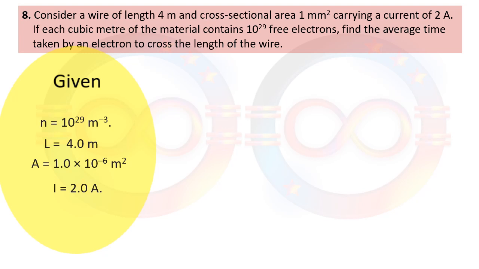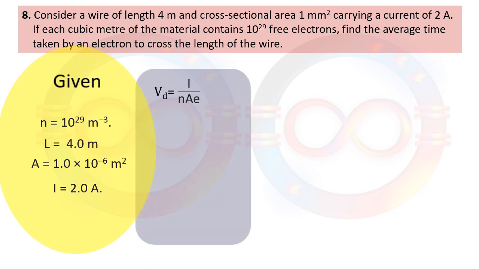We have to find the time taken by an electron to cross the length. For that we need drift speed, because the electron would be moving with the drift speed inside the conductor. So to calculate the time, we can apply the formula: length, that is 4 meter, upon drift speed. The drift speed formula is Vd equal to I upon NAE.